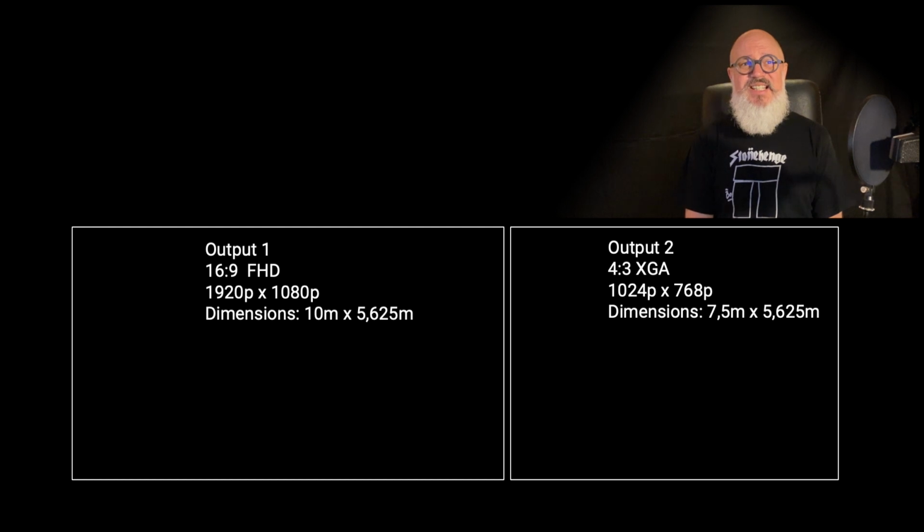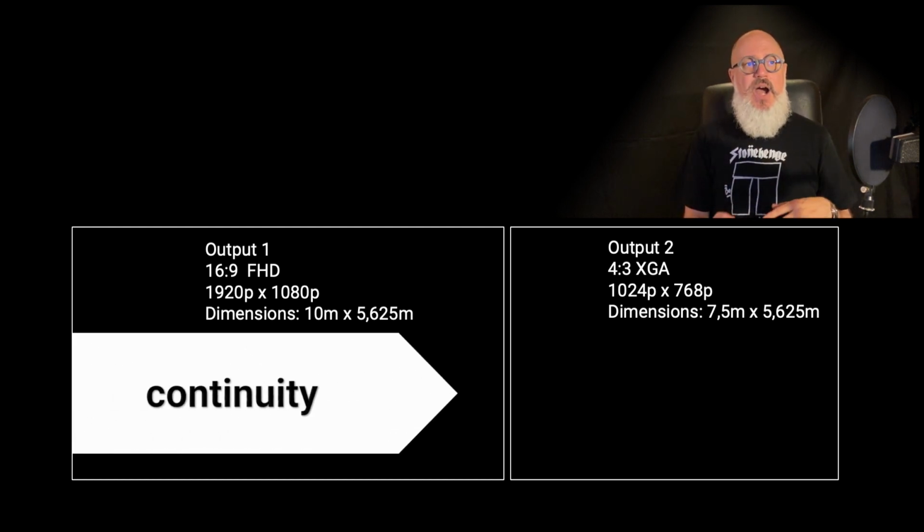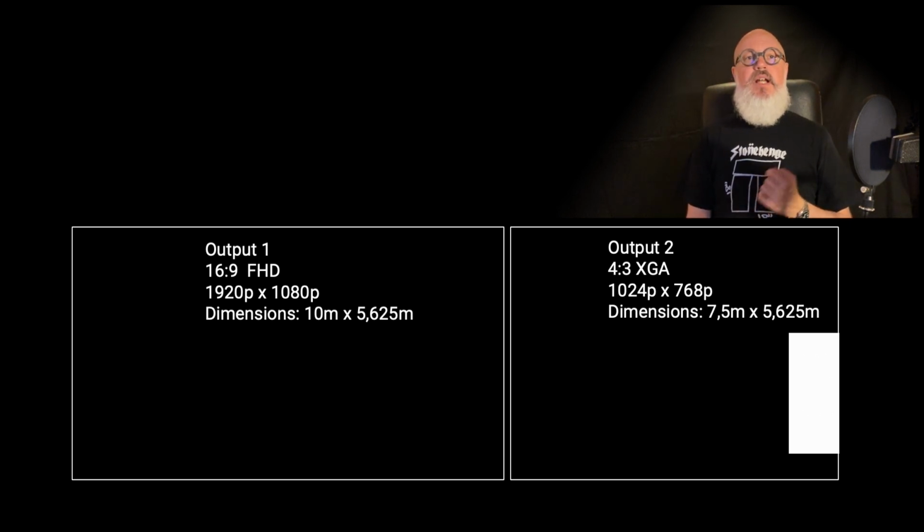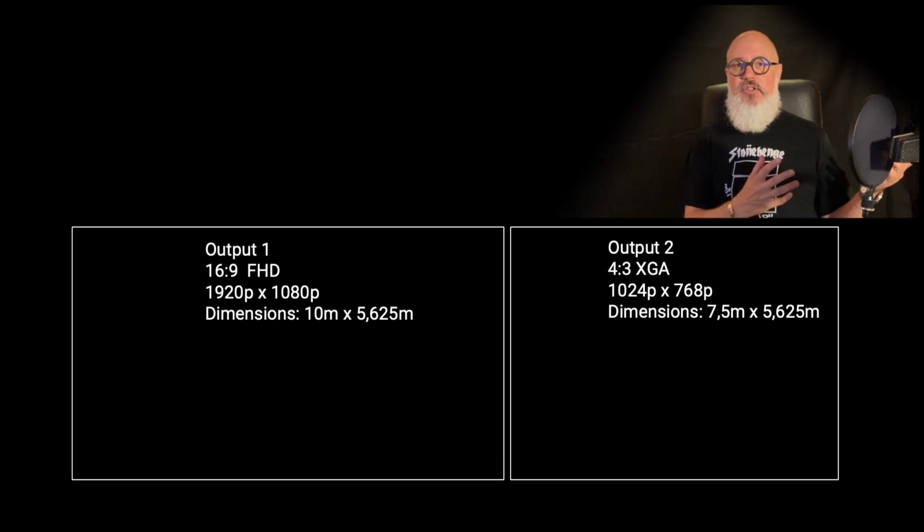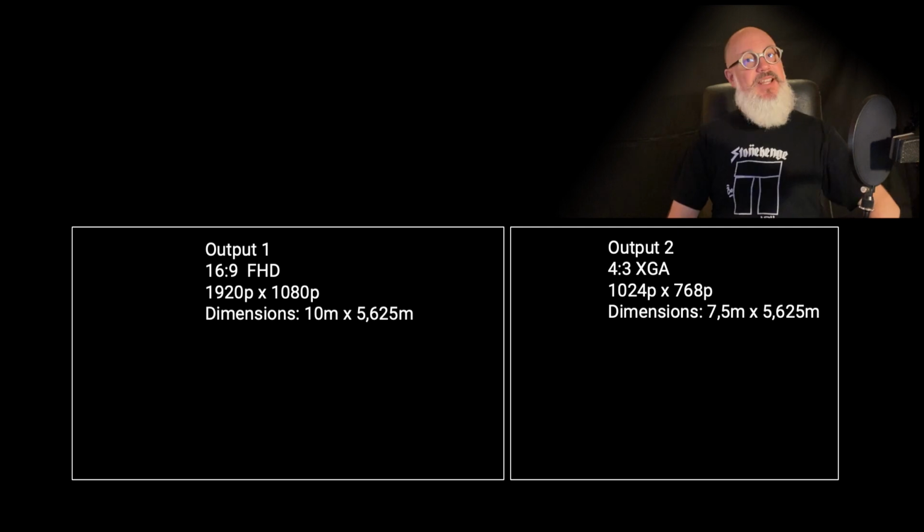Now the question is, with this difference in pixel density and aspect ratio, how can we ensure continuity in our displayed content between the two screens? Well, let me show you how it's done in Vertex.